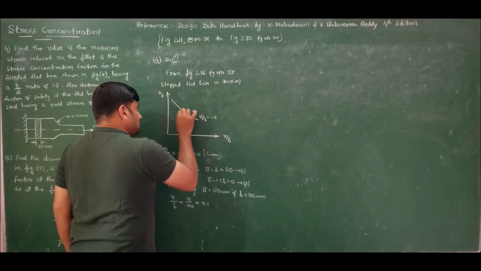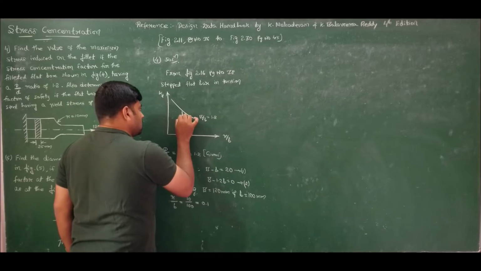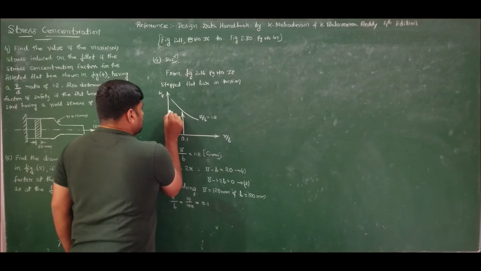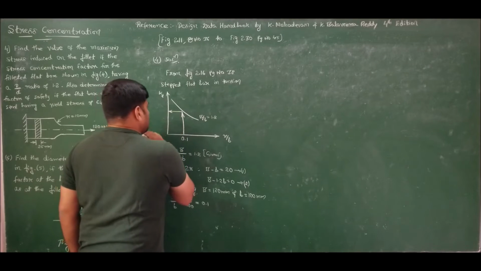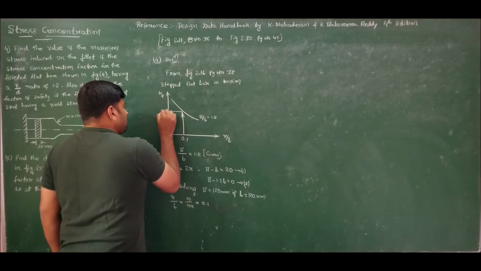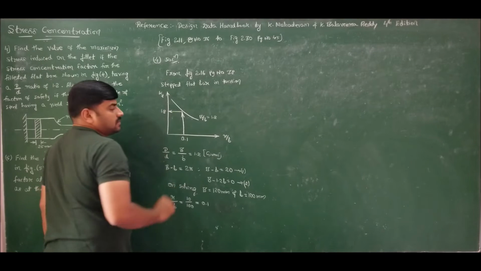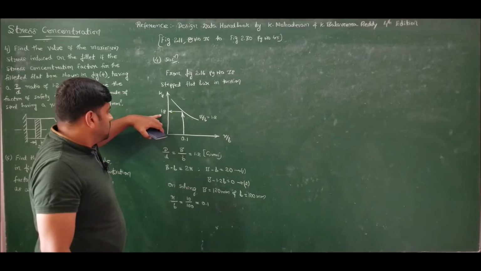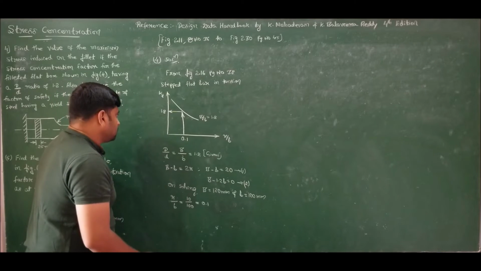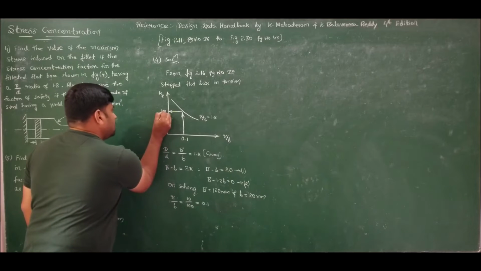Move ahead and intersect this. From the intersection of the B by b 1.2 curve, come horizontally towards the left, and you will find that the stress concentration factor is 1.8. So now I know the stress concentration factor as 1.8.